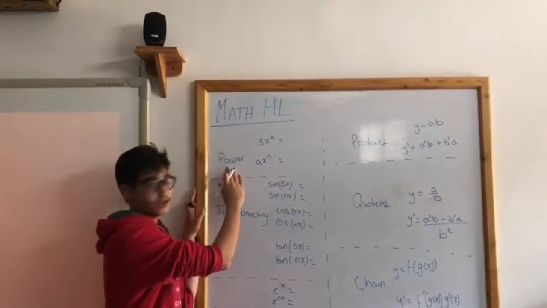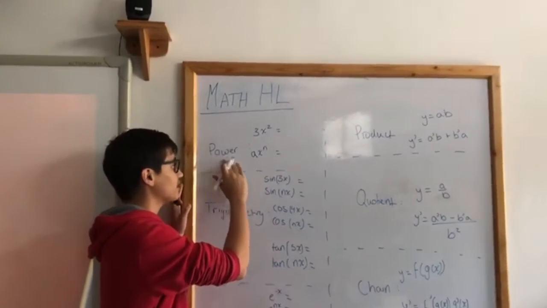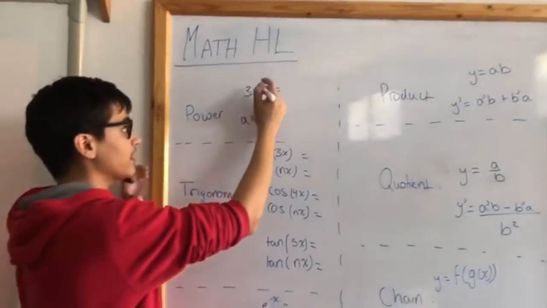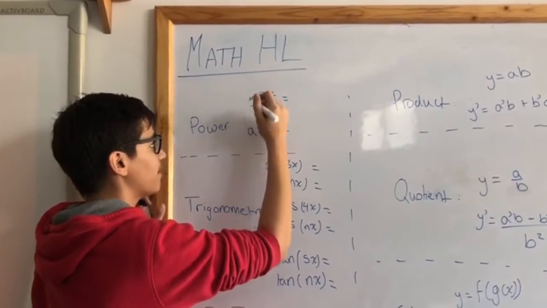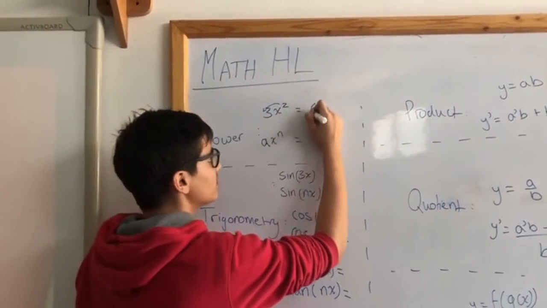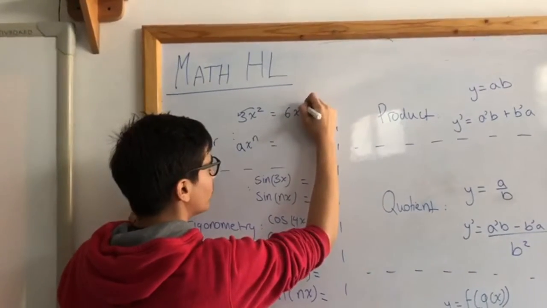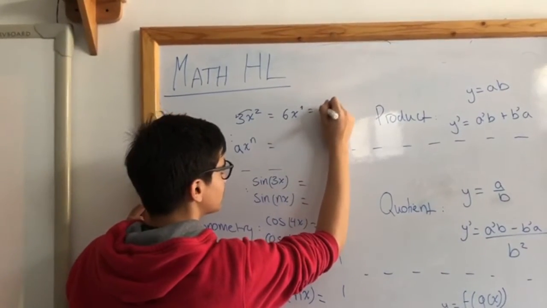So in the most simple terms, we're going to start off by differentiating a power function, such as 3x squared. What you do here is you bring the power down to multiply by the coefficient, and you subtract 1. So you'd get 6x: 2 times 3, to the power of 2 minus 1, which is just 6x.